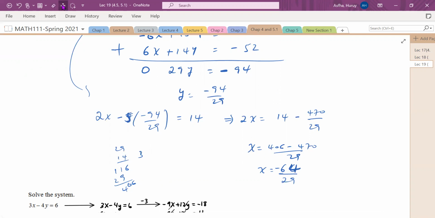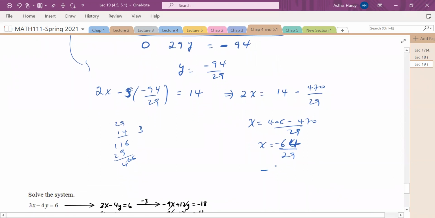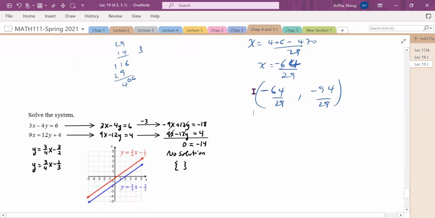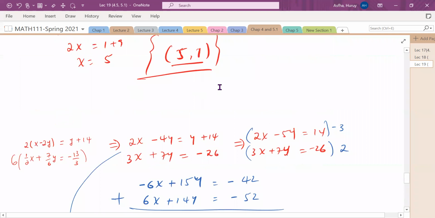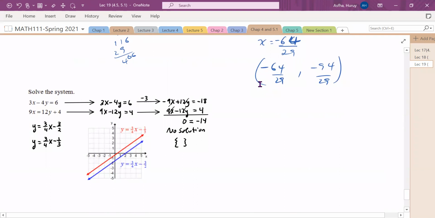Therefore, the solution to this becomes negative 64 over 29, comma, negative 94 over 29. Okay, so it's good. I don't know, probably I made some mistakes somewhere here, so it's a good idea to have a look at it. All right. So here all the examples that we consider, they have solutions. So they are not inconsistent.